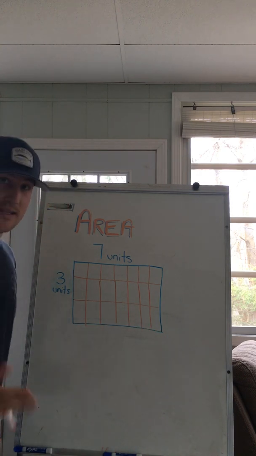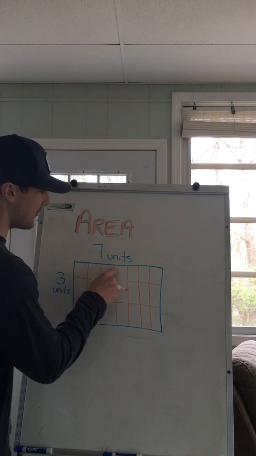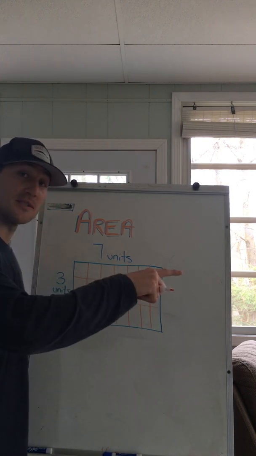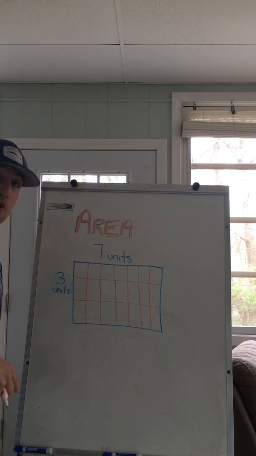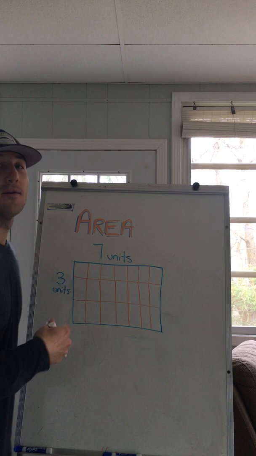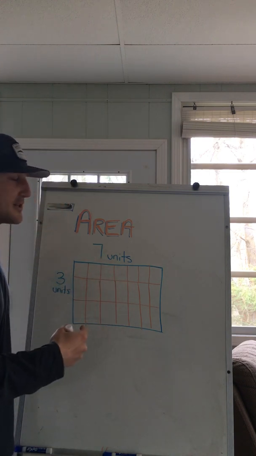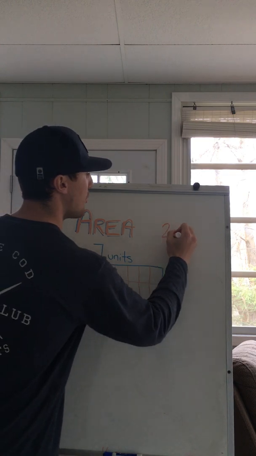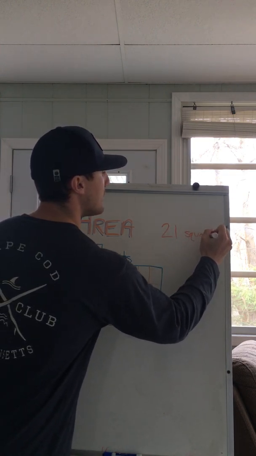So now when I take a look at this, it kind of looks like what we did day 1, where we have 1, 2, 3, 4, 5, 6, 7 units across the top, and that's repeating 3 times going down. So if I wanted to, I could count all these and say 1, 2, 3, up to 21. So I know that the area of this rectangle is going to be 21 square units.